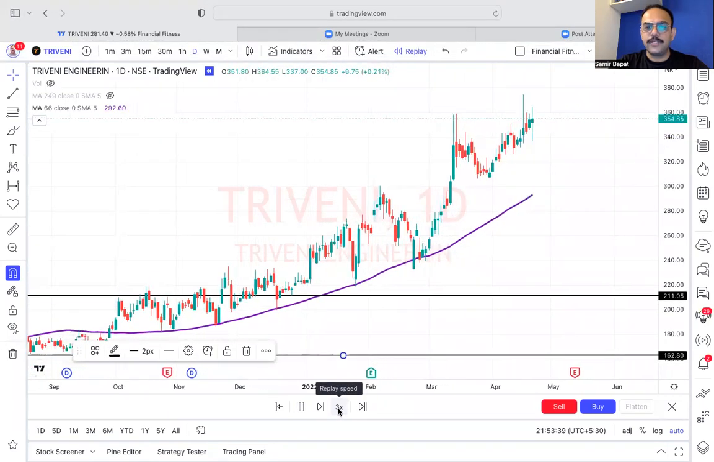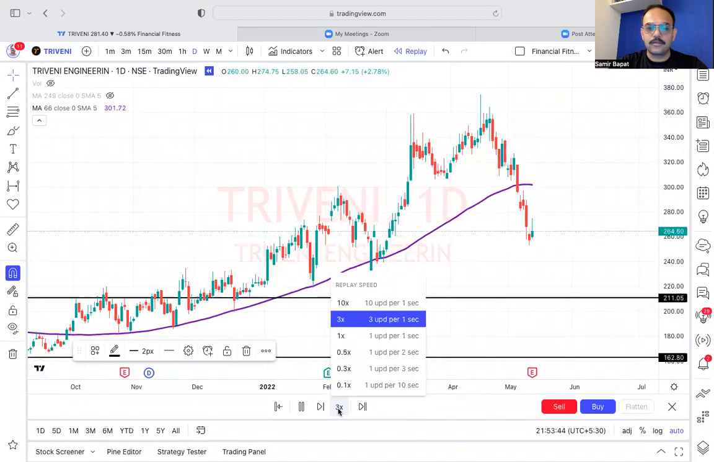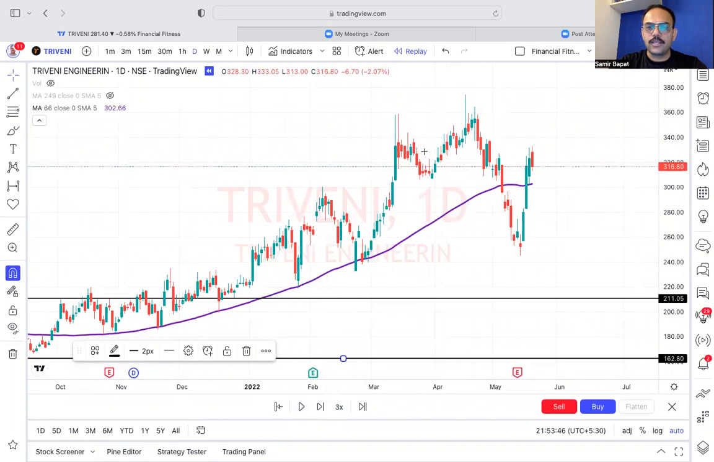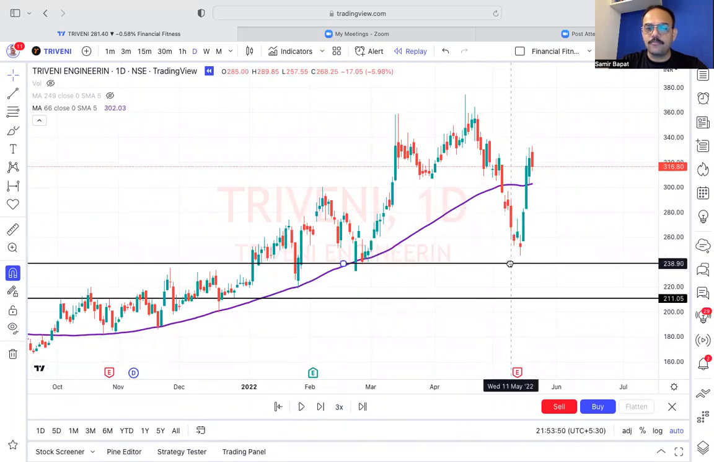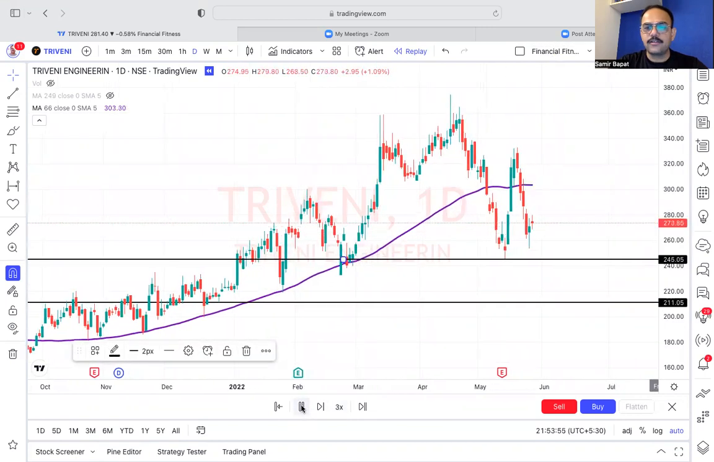Should I increase the speed? Okay, it has come down. This is a V shape. It has gone up. Good. I'm moving my stop loss here. Let's go ahead.